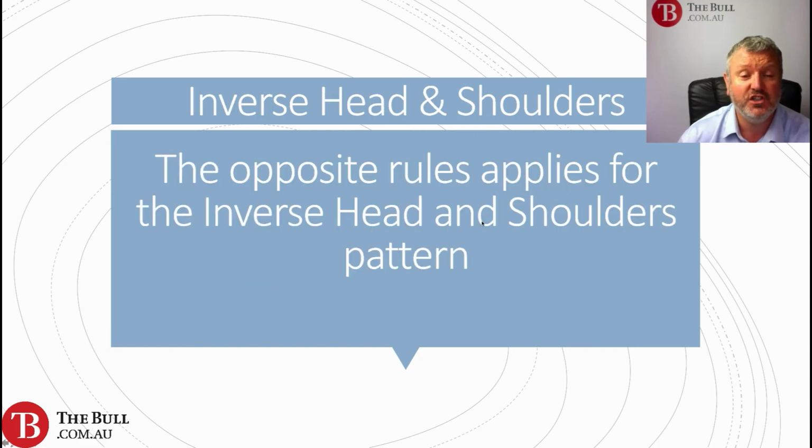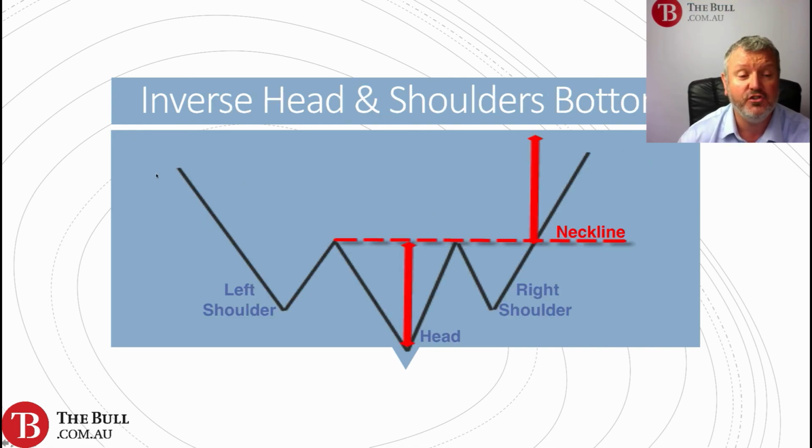For an inverse head and shoulders, the opposite rules apply to the head and shoulders pattern. So here we have a downtrend. We have three successive lows, with the lowest low being the head in the middle of the three. The left shoulder and the right shoulder are approximately the same level. The points joining the two peaks on either side of the head form the neckline. And when the market breaks the neckline here, then we see a target.